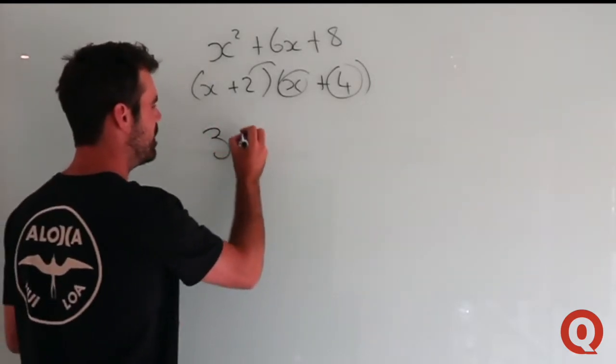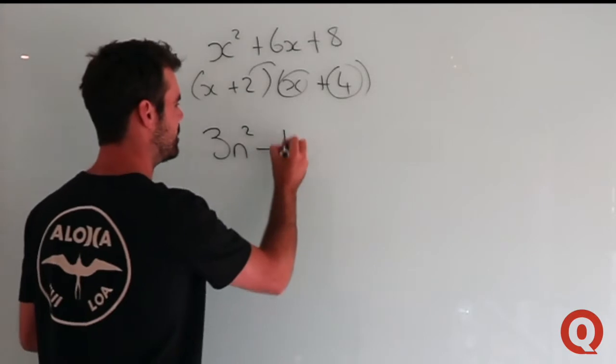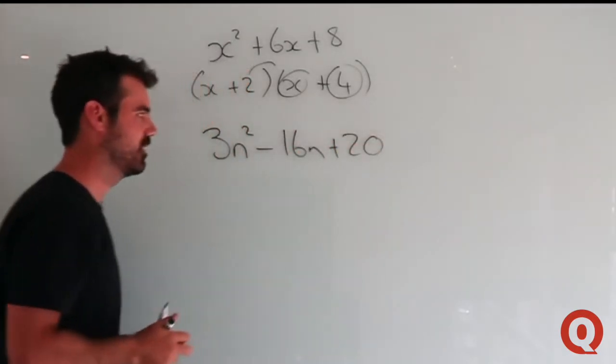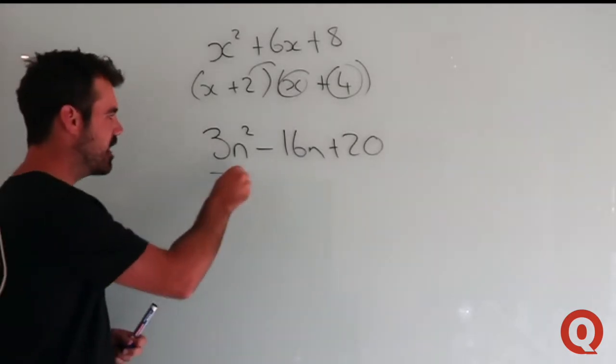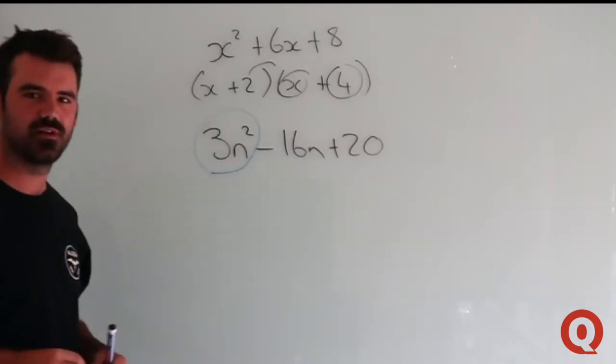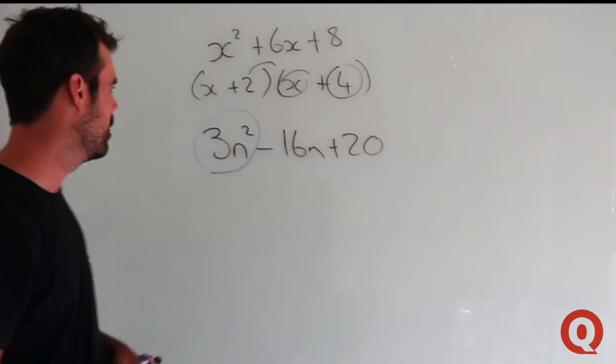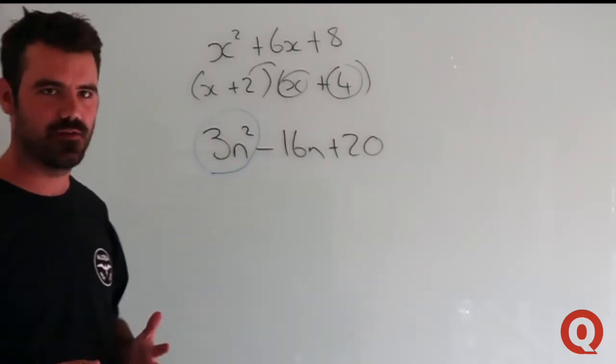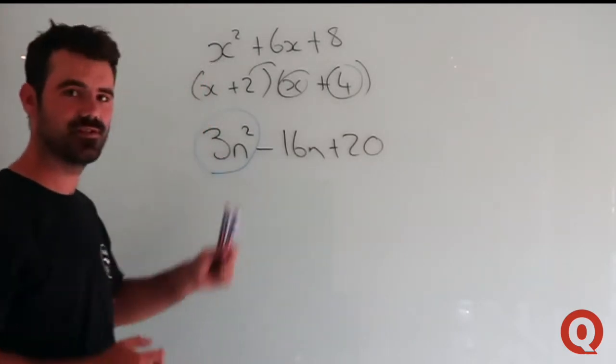If I have 3n squared minus 16n plus 20, I now all of a sudden find myself with a coefficient of the n squared term. Now, don't be surprised that it's an n. It could be a p, it could be a z. It does not make a difference. Any variable can be used.